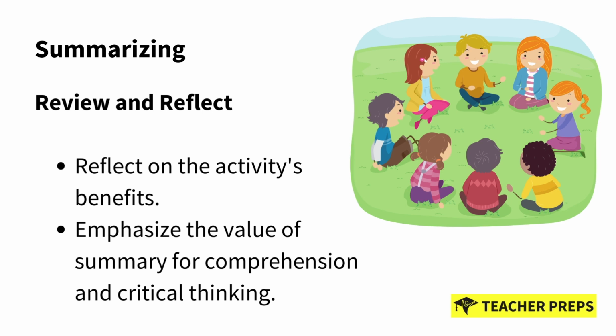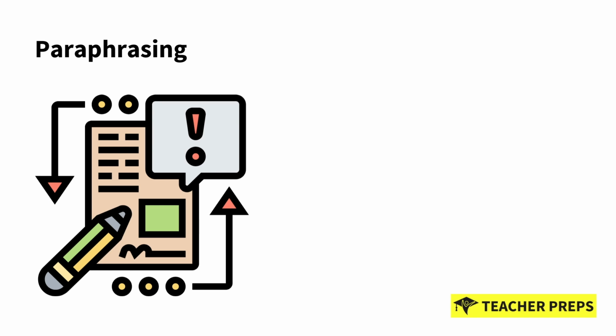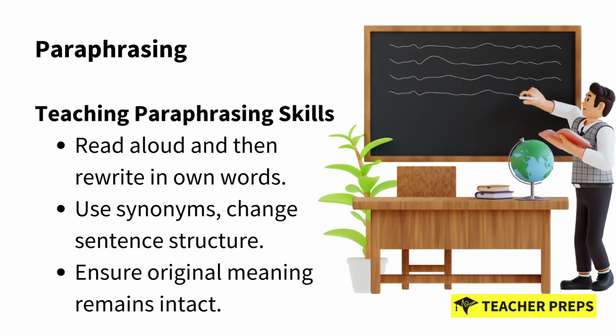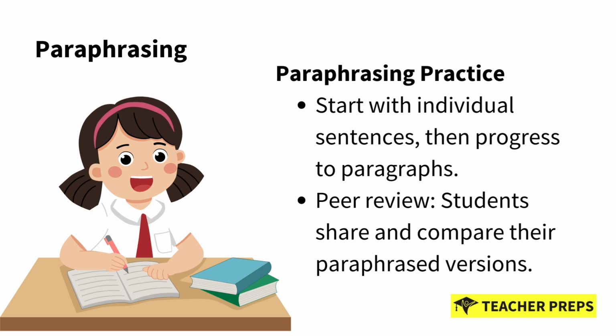All right, great. Now let's move on to paraphrasing, which is rewording a specific passage from the text without changing its original meaning. In order to teach our students this skill, we can start with a read aloud and then demonstrate how to rewrite what we just read in our own words. Show the students your use of synonyms, changing of sentence structure, and ensure the original meaning stays intact. Next, give the students a chance to practice paraphrasing by providing individual sentences, then progressing to paragraphs.